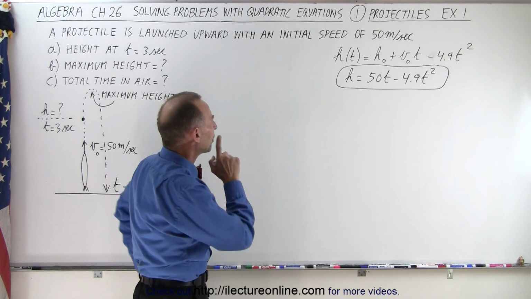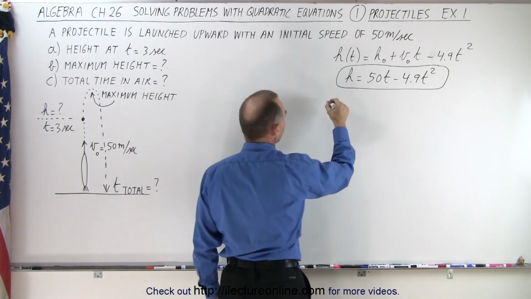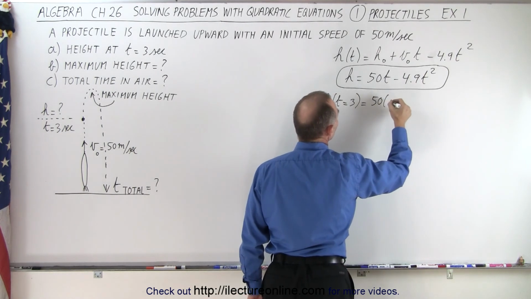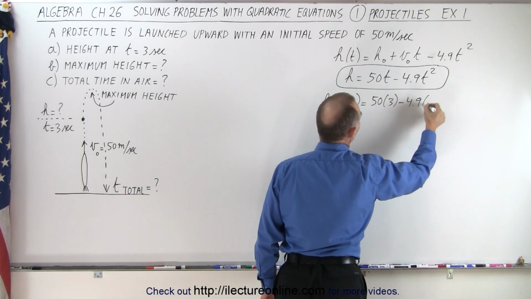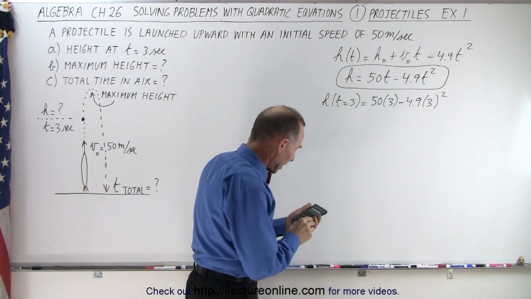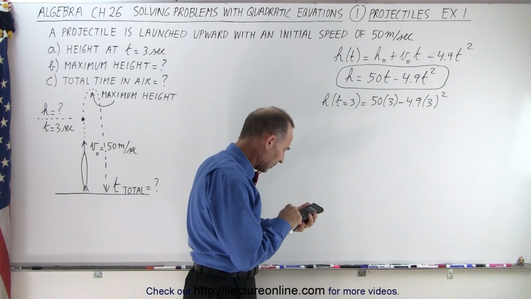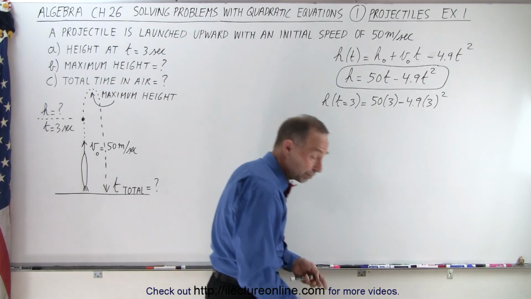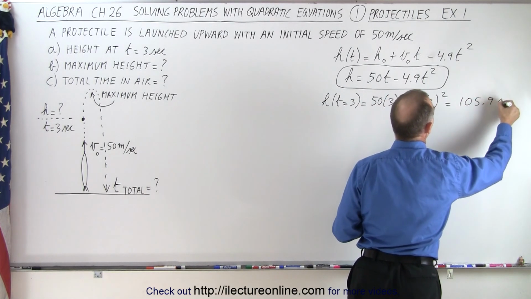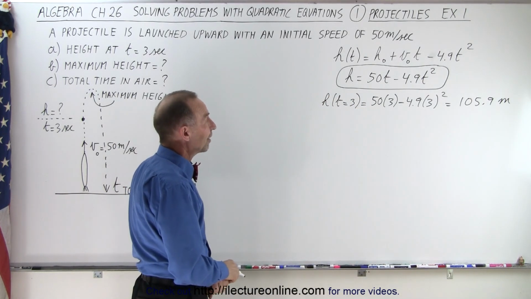So first of all, we want to figure out how high it's gone after 3 seconds. So we simply plug it in. So h when t is equal to 3 seconds is equal to 50 times 3 minus 4.9 times 3 quantity squared. So let's find out what that's equal to. We have 9 times 4.9. We subtract that from 150, and so after 3 seconds the height is 105.9. Of course that would be meters. So after 3 seconds it's reached a height of 105.9 meters.